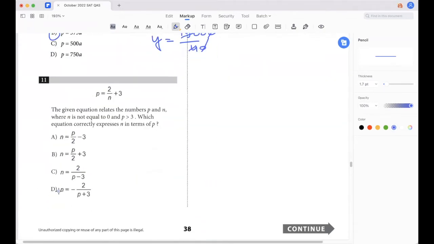Okay, the given equation relates the numbers p and n, where n is not 0 and p is greater than 3. Which equation expresses n in terms of p? So p minus 3 is 2 by n, so n is 2 by p minus 3. C.